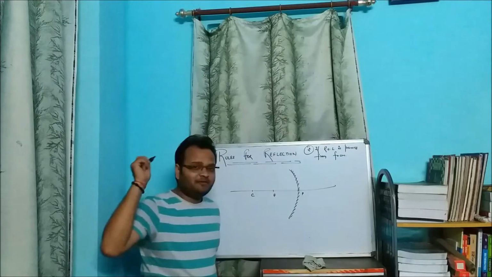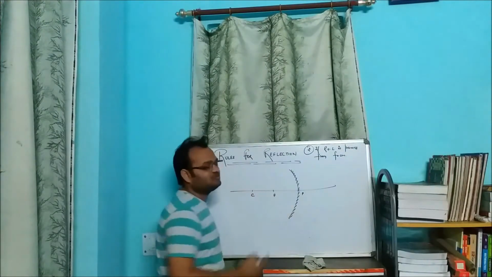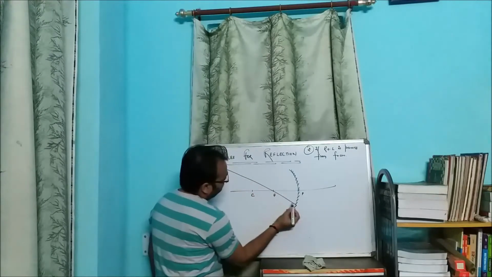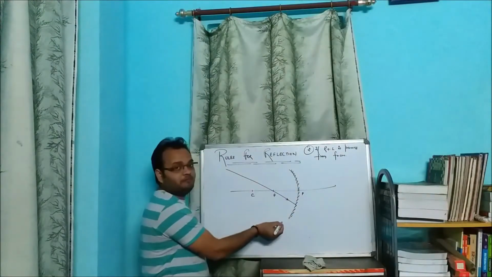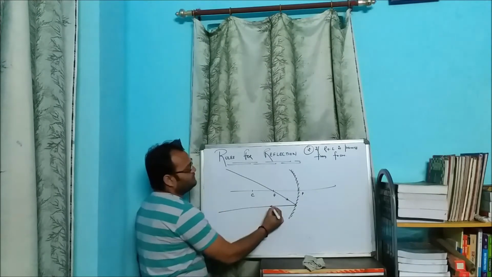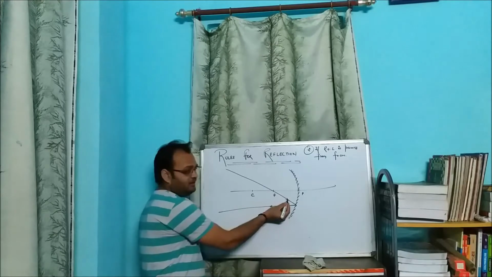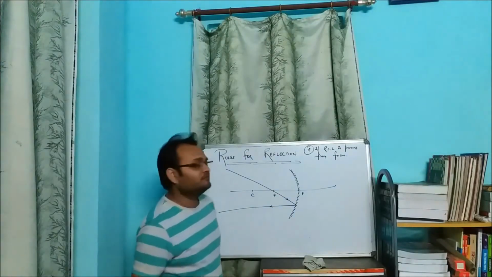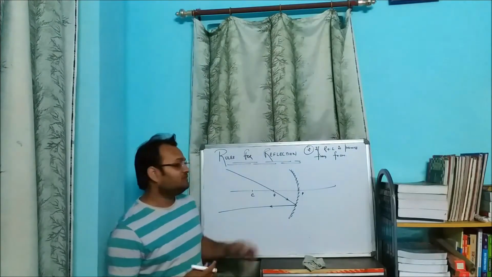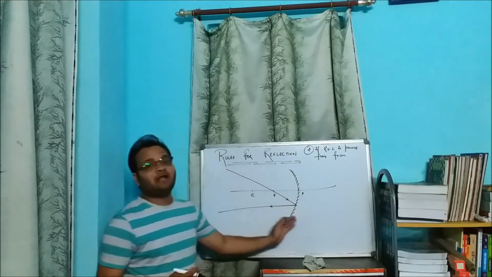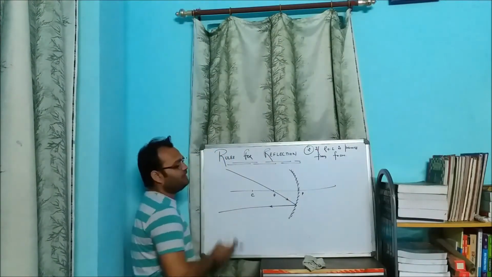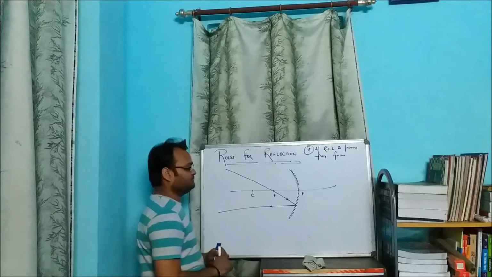If a ray of light is coming from the object, passes from the focus and strikes the mirror, then what will happen? It will reflect back in the parallel direction to the principal axis. This is the incident ray, this is the reflected ray. So, if a ray of light is passing from the focus and striking the mirror, it will reflect back in the parallel direction to the principal axis. Okay, reflected ray parallel to the principal axis.